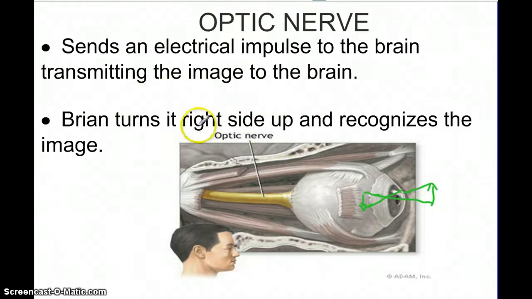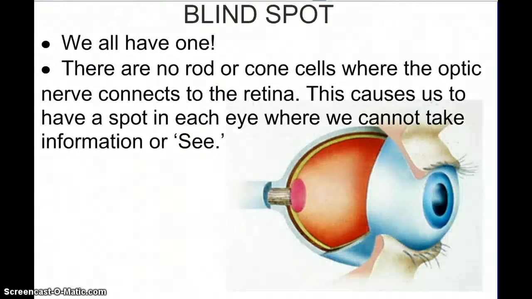So the brain is responsible for turning it right side up, and the retina is kind of the receiver. The optic nerve is kind of the highway of information. That information travels along the optic nerve to the brain, and then our brain responds to the images that we're seeing. So that is the basic idea. Again, our goal is so we understand how we see an image. So keep that in mind.